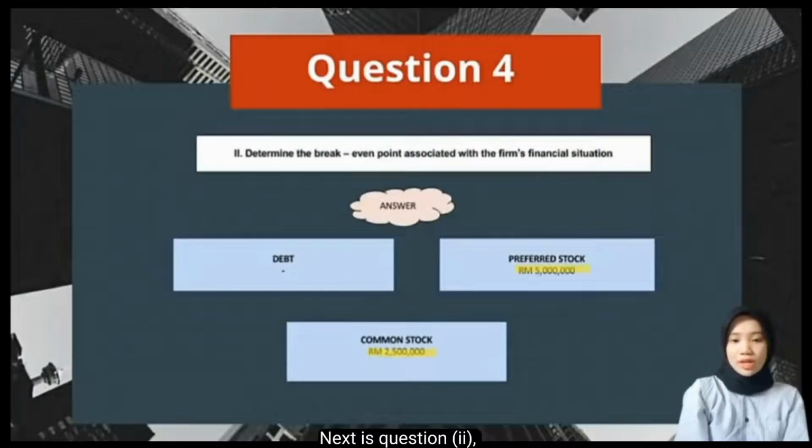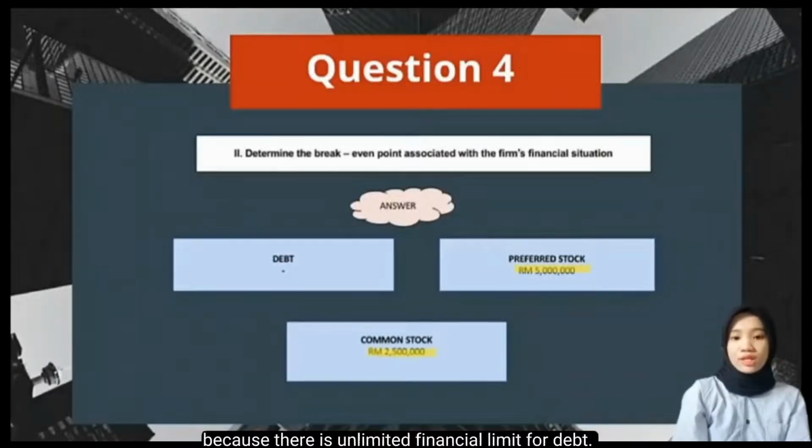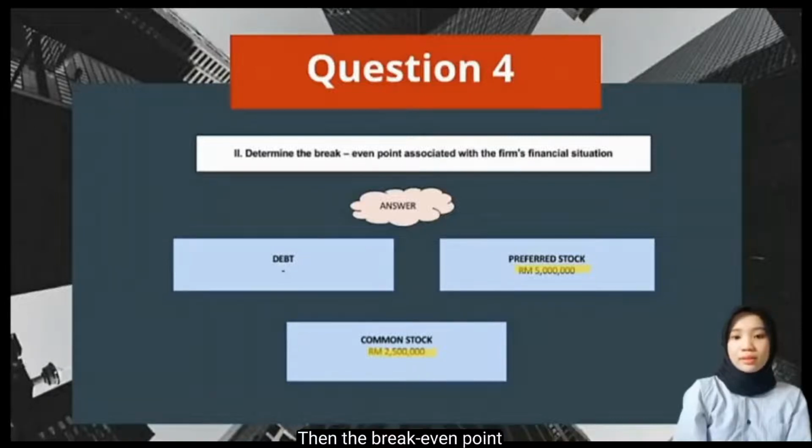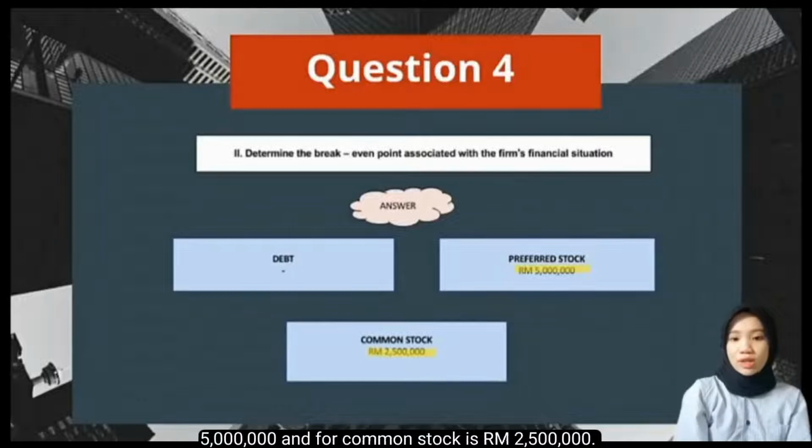Next is question Roman 2, which is the break-even point for this firm's financial situation. For debt, there is no break-even point because there is unlimited financing limit for debt. Then the break-even point for preferred stock is RM5 million and for common stock is RM2,500,000.